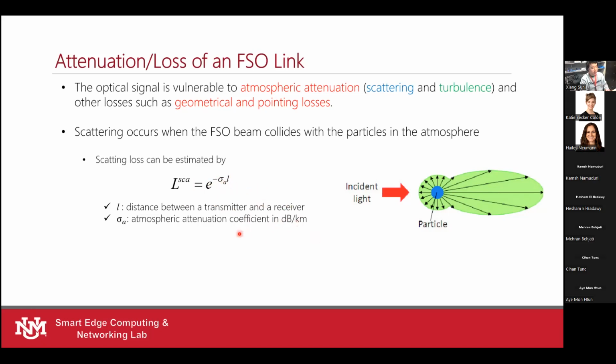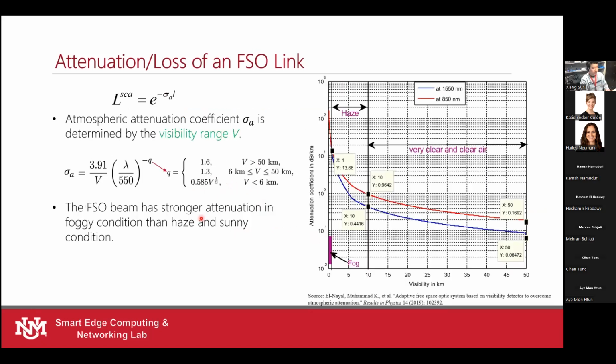This is basically determined by the weather. When we expand sigma A, we can see that sigma A is determined by V and lambda here. Q is also a function of V. V is the visibility range, and lambda is the wavelength.